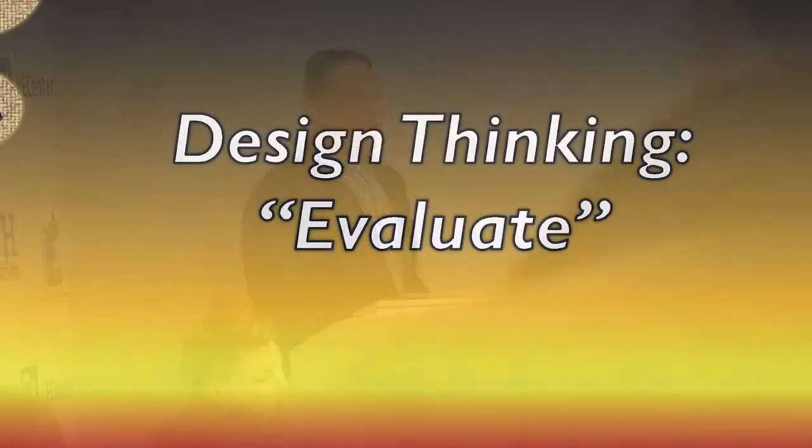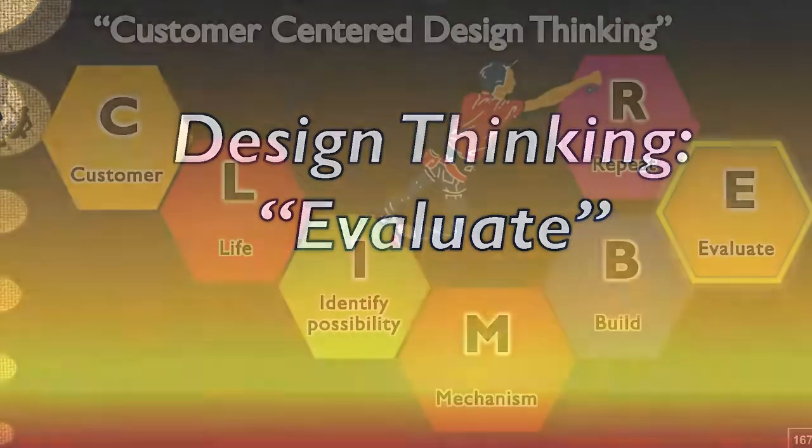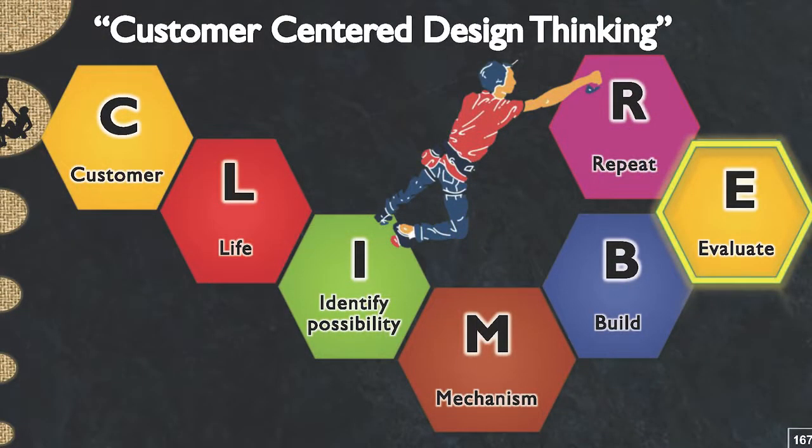So at this point, you have done a lot of steps, and we're on the evaluate phase, okay? All right, so we have a customer, we went through their life, we identified a possibility, we've come up with some mechanisms. I should have mentioned that at this point you probably should have chosen one mechanism to go with, but I guess you probably did, or maybe you did two.